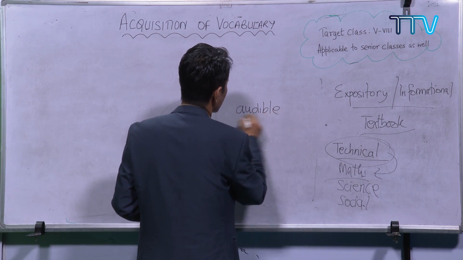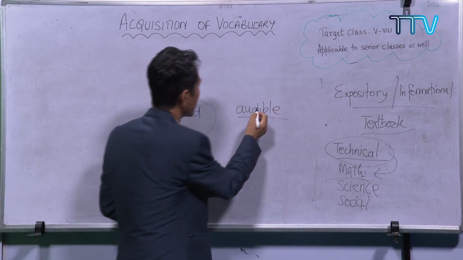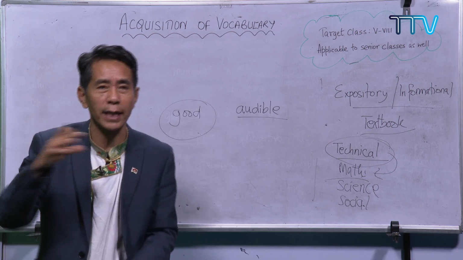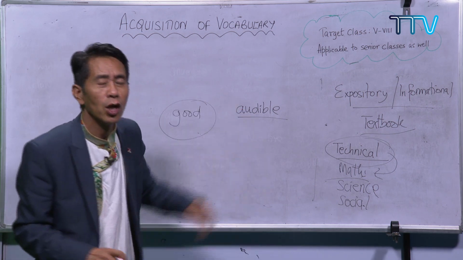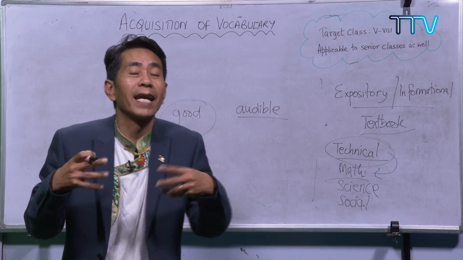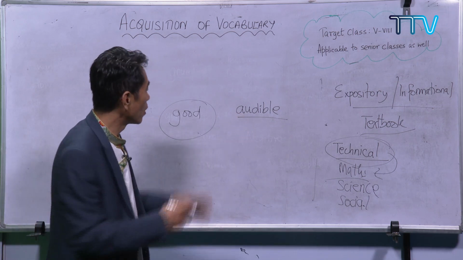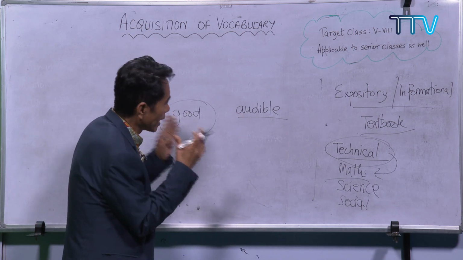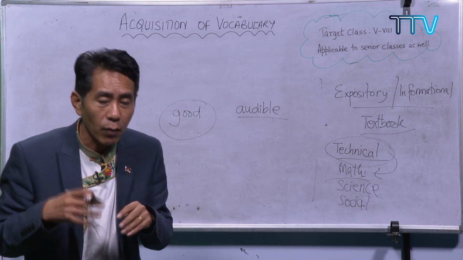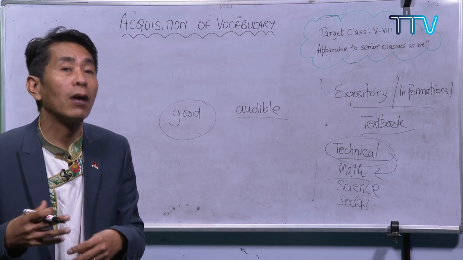Audible means something that you can hear. Yes, they are different ranges. So audible is the range which we can hear. Now once you get the meaning of audible, then you just try to find the opposite.